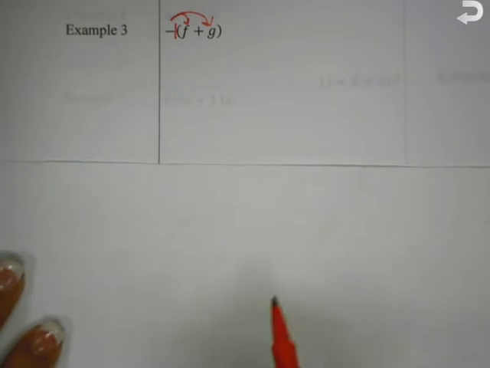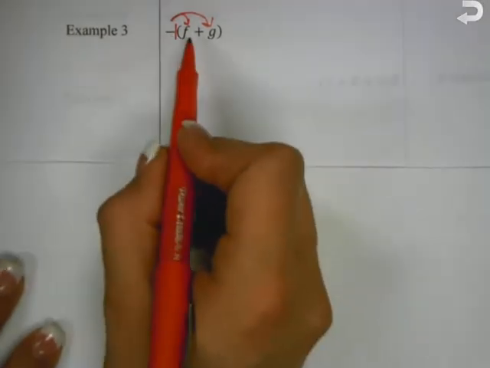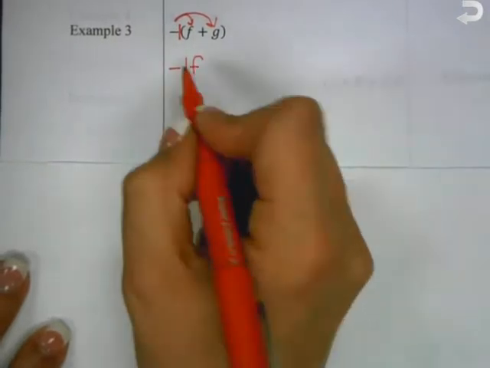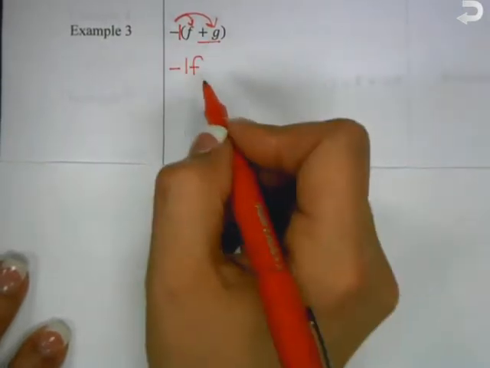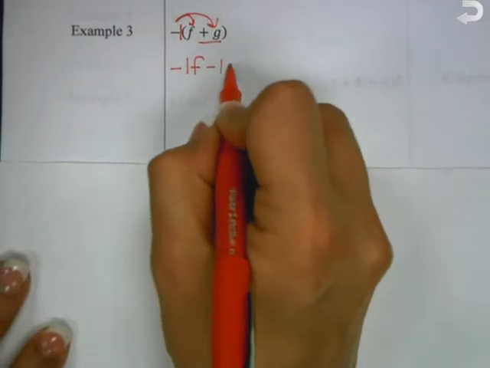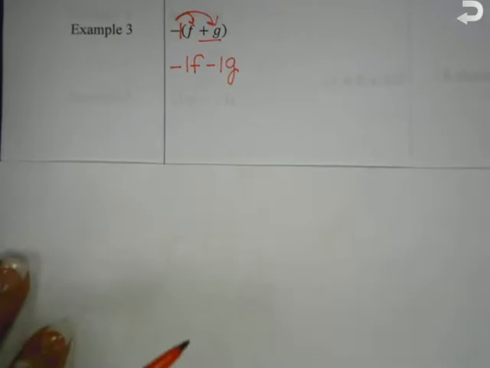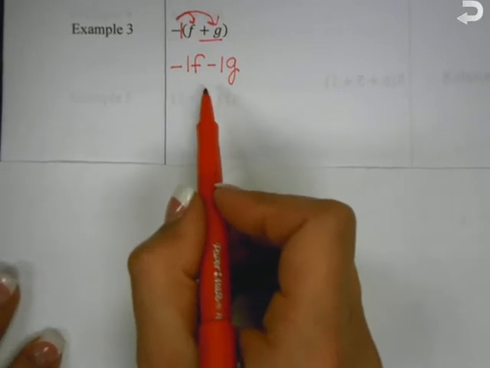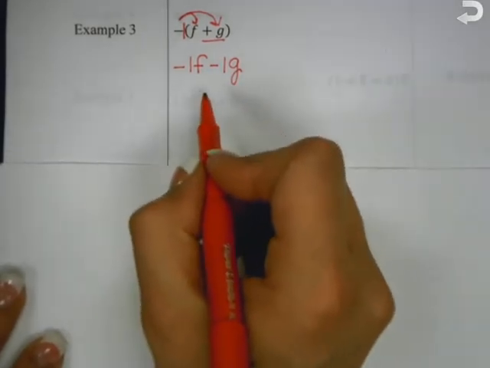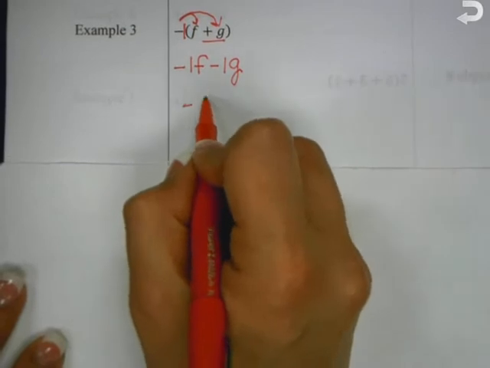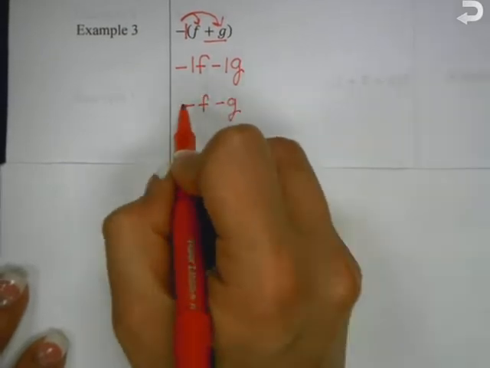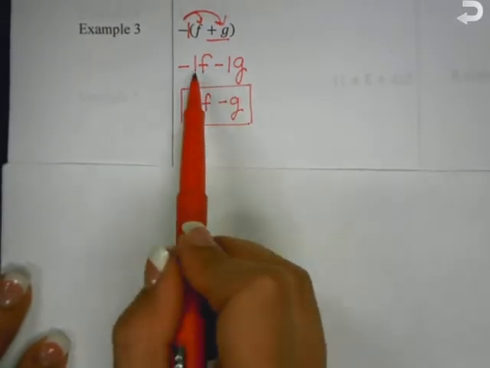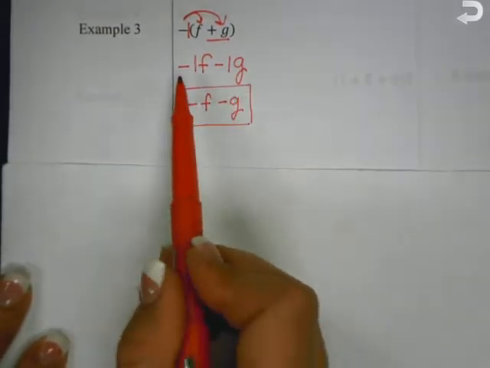What's negative 1 times positive f? Negative 1f. Negative 1 times positive g. Negative 1g. Okay, so I have negative 1f minus 1g. Do I have to write the 1s though? No, I don't, because we can make them invisible, right? So we would just have negative f minus g. It's okay if you put the 1s, but I want you to start getting used to that they're the same. So if you can remember, don't put them.